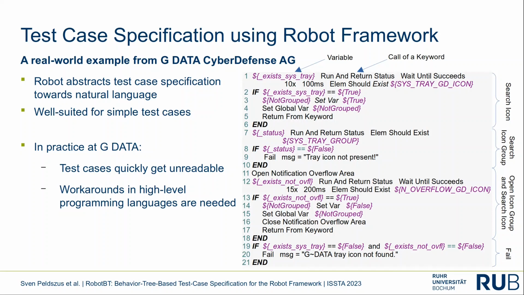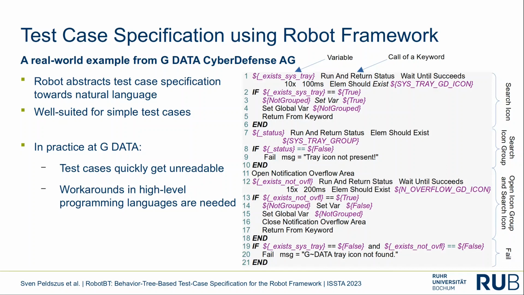And then the run and return status is some high-level implementation again of GData cyber defense that makes this line simpler than having to implement this logic of storing things into a variable using standard robot code, or maybe it's not even possible. So this way, robot still allows a more human-readable specification of test cases than would be possible, for example, in Python. So people that want to write robot code need to know less programming details or knowledge.